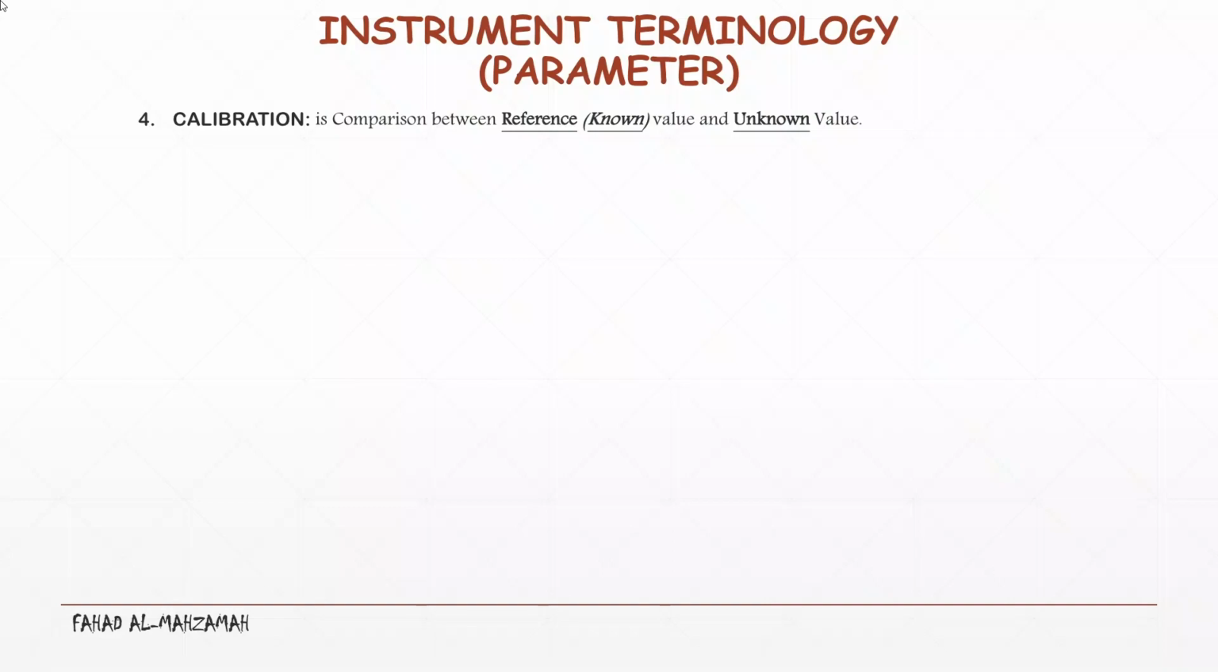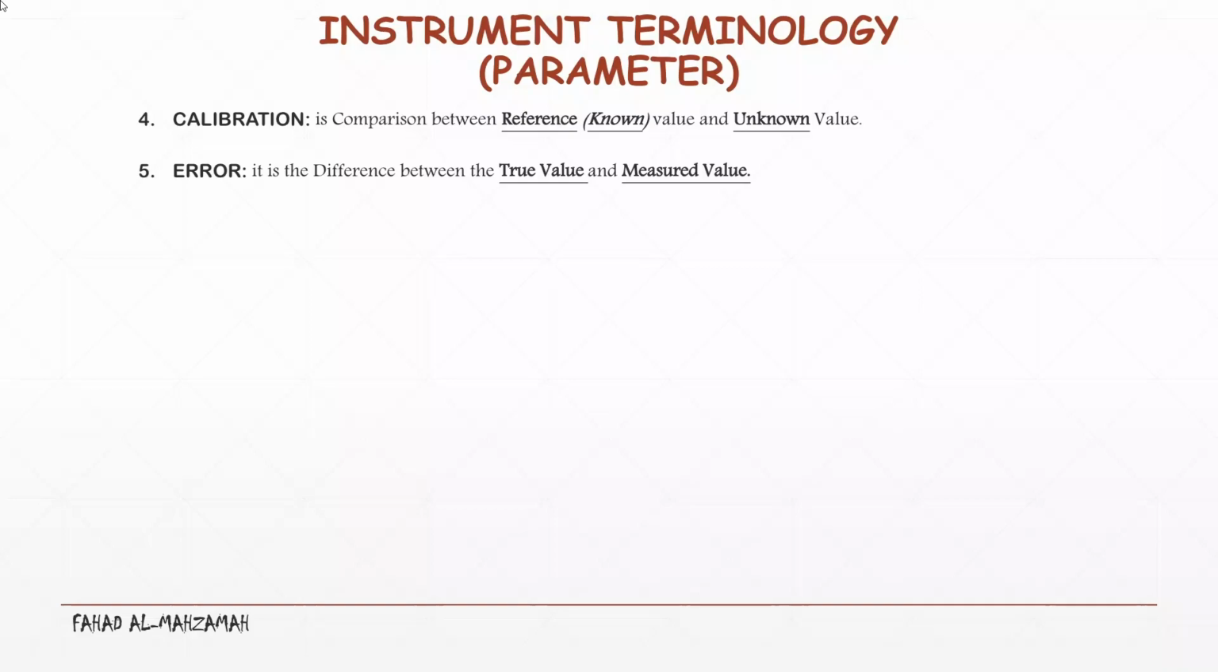So the calibration is the process of comparison between reference or known values with some unknown values. This process is called calibration. So each time you have some measurement device, you need to do the calibration to check the accuracy of that device.